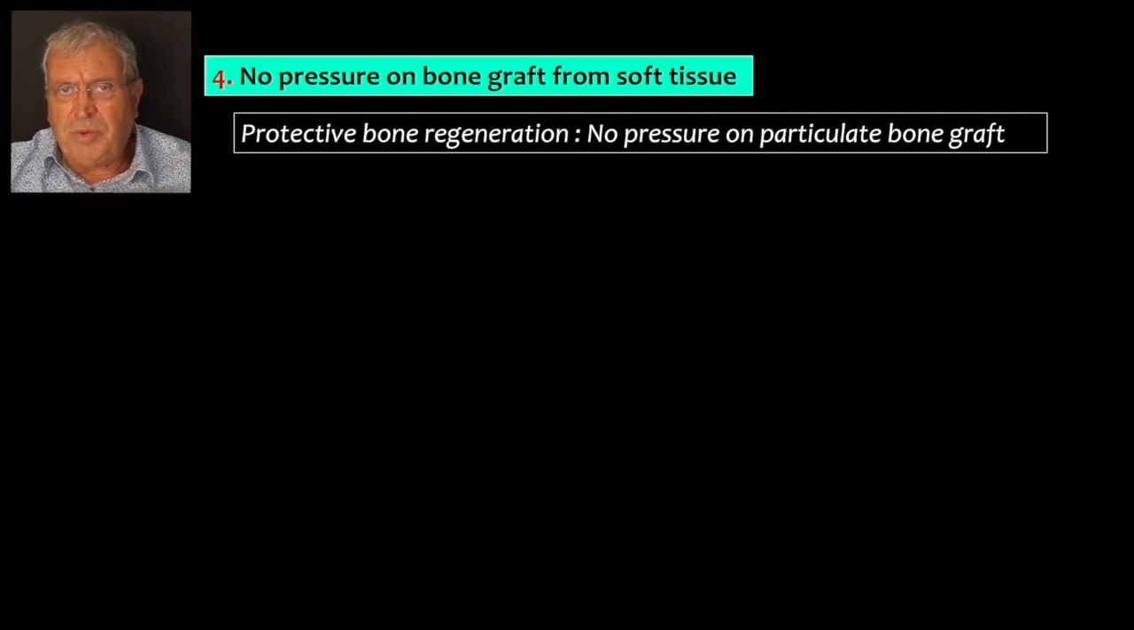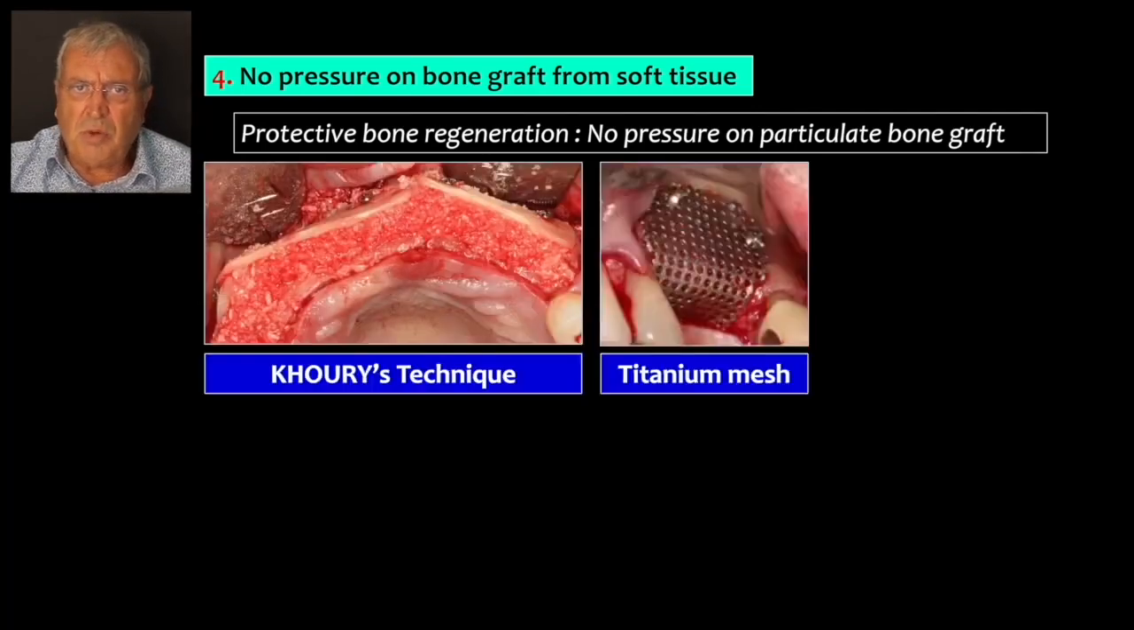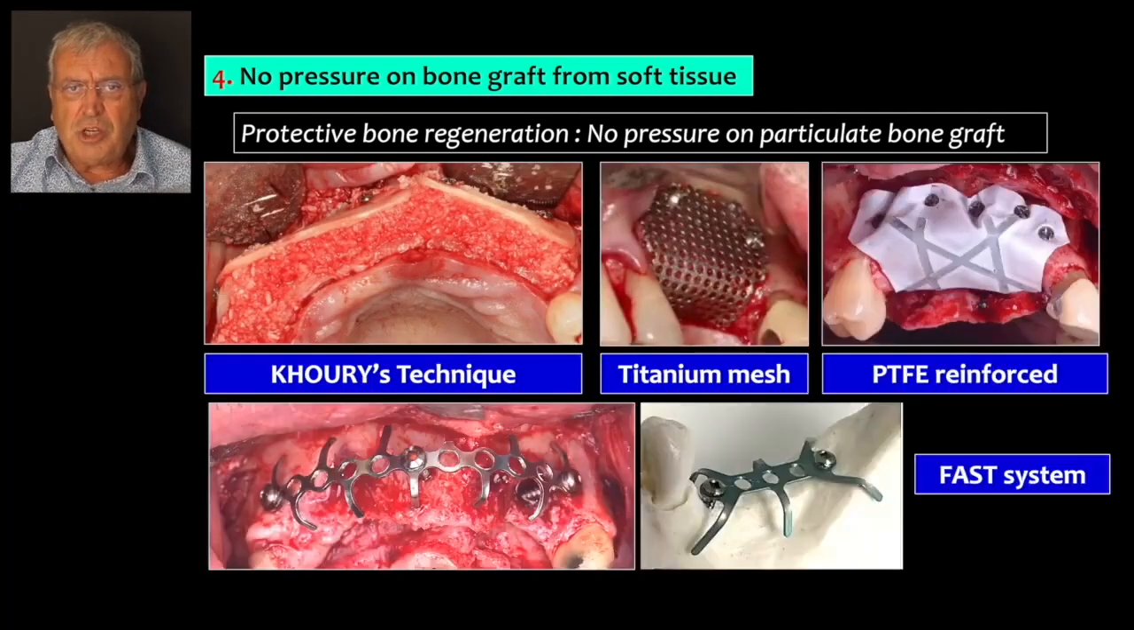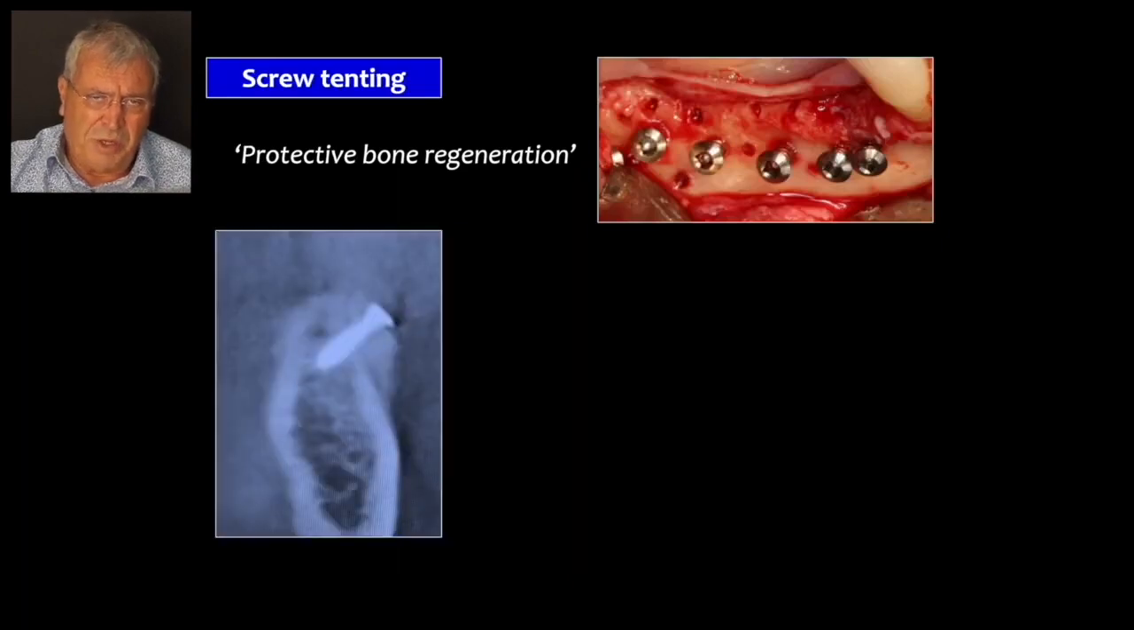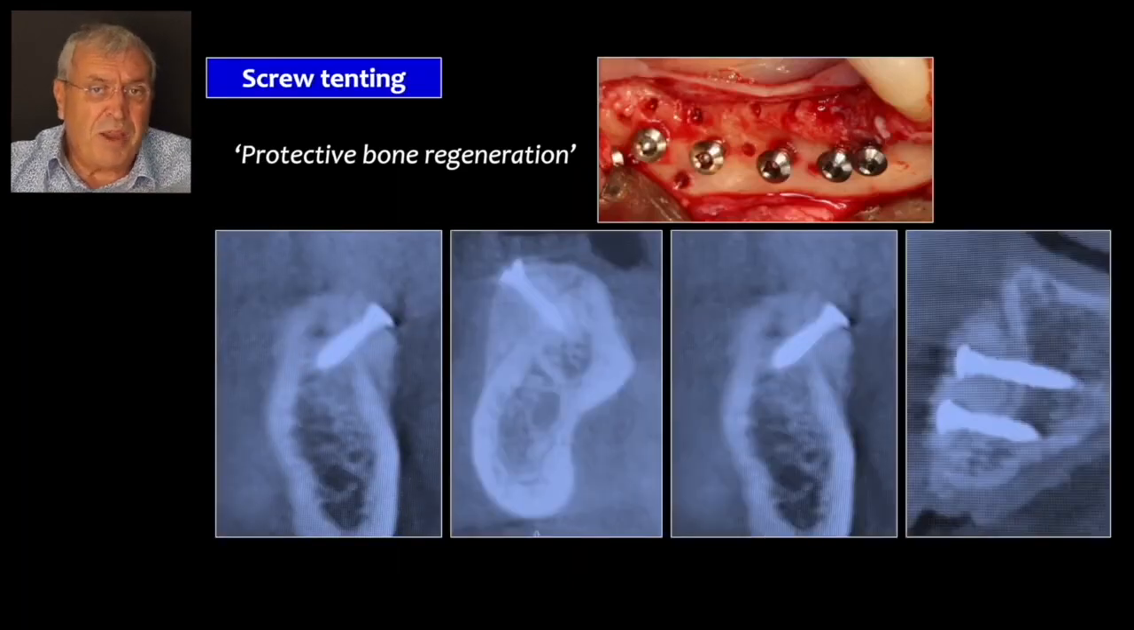This is what we do with the Curie technique. This is what we do when we use a mesh or a PTFE reinforced or titanium. All these techniques have only one function, to remove the pressure from the soft tissue. But we can use screws for tenting, simple. This is the best way to make horizontal augmentation, which is the most frequent.